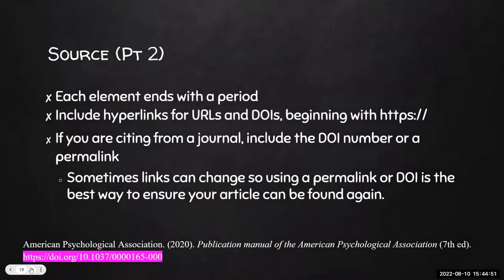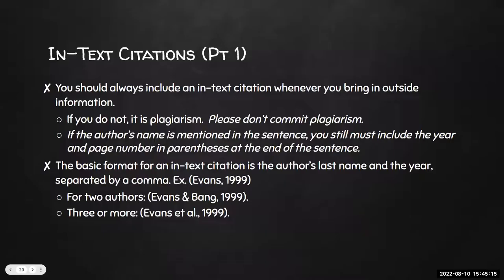Each element is going to end with a period. This is important to note. Hyperlinks and the URL are included. If you're citing from a journal, you're going to include the DOI. And sometimes links can change. So you want to use the DOI because this is the best way that you can ensure that the reader is able to find this article again.